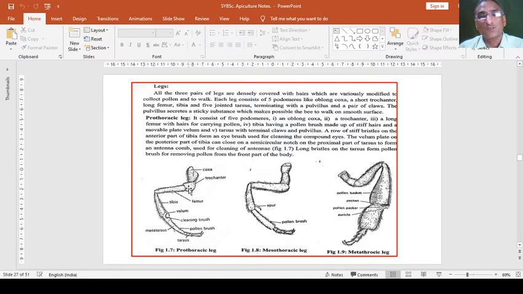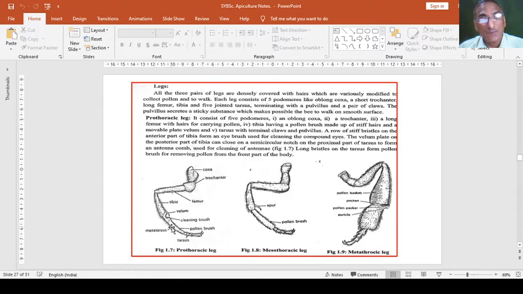These are the podomeres: coxa, trochanter, and so on, 1, 2, 3, 4, 5. So these are 5 podomeres, like the oblong coxa, the first part. Then a short trochanter, the second division. Then a long femur, the third segment. The coxa and trochanter are two short segments, and the femur is a long segment. Then tibia and 5 jointed tarsus. This is the tarsus, 1, 2, 3, 4, 5.